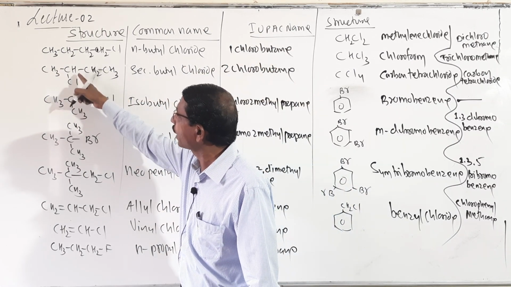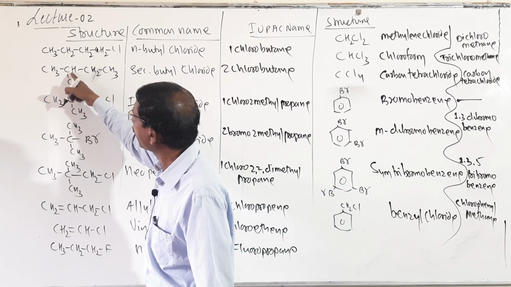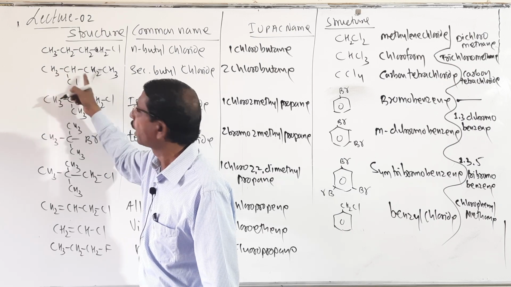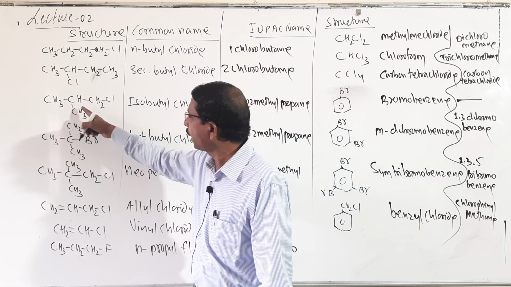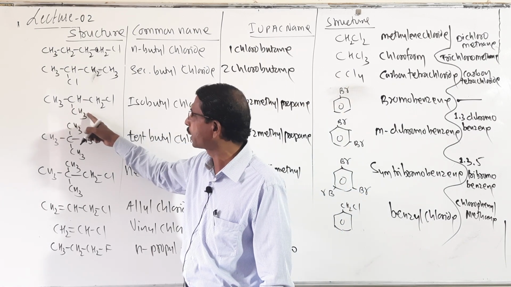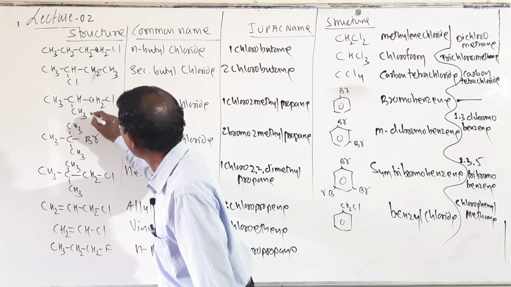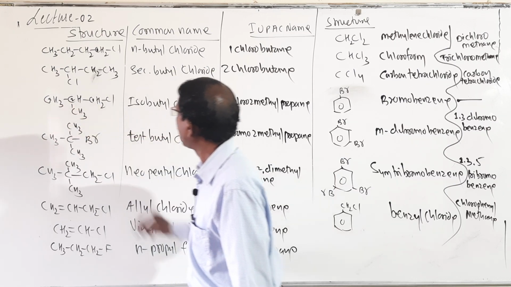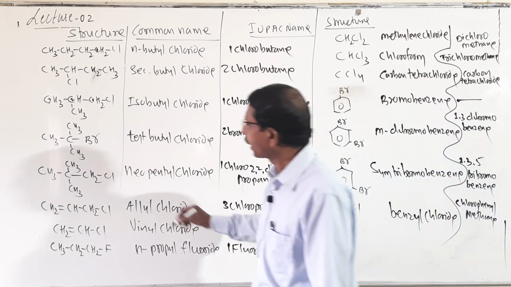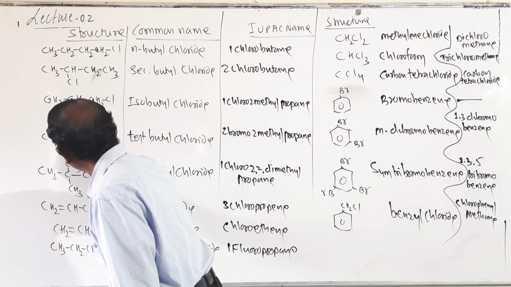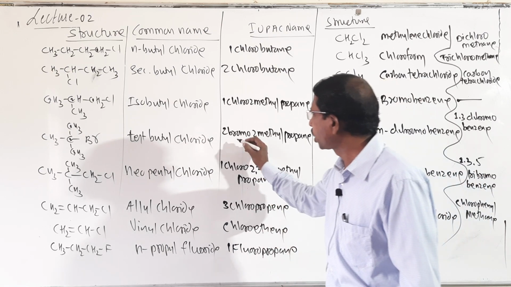Similarly, when the halogen atom is attached to the second carbon atom, it is called secondary butyl chloride, because the halogen is attached to a carbon that is linked with two other carbons. Hence it is called secondary. Its name is 2-chlorobutane. Similarly, when a methyl group is attached and branching takes place, it is called isobutyl chloride, and its name is 1-chloro-2-methylpropane. The same numbering 1, 2, 3 gives 2-bromo-2-methylpropane according to the IUPAC system.